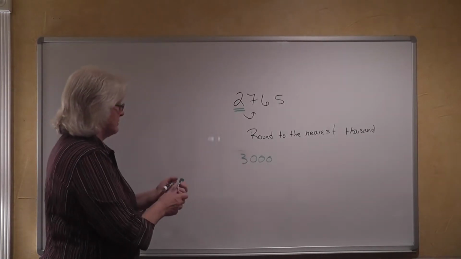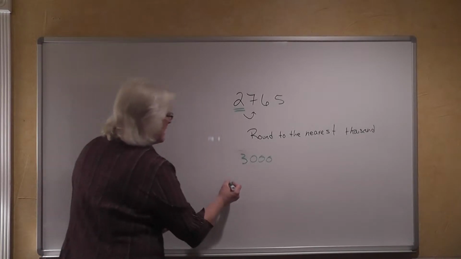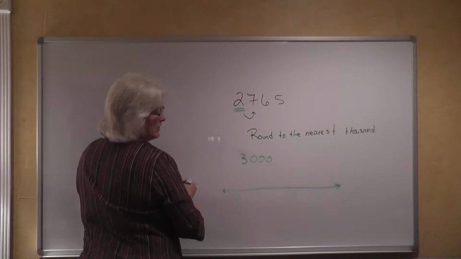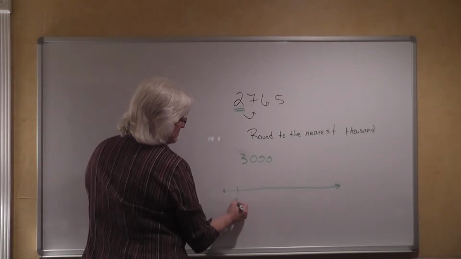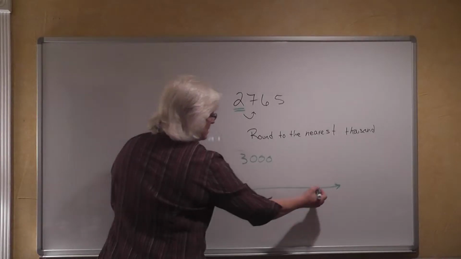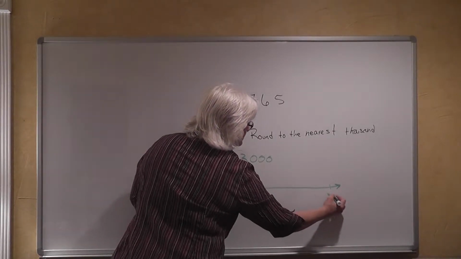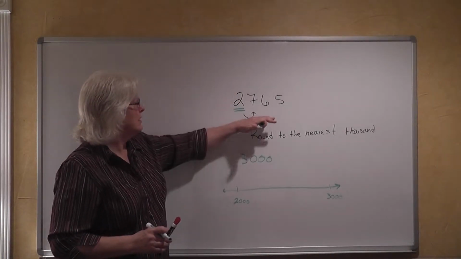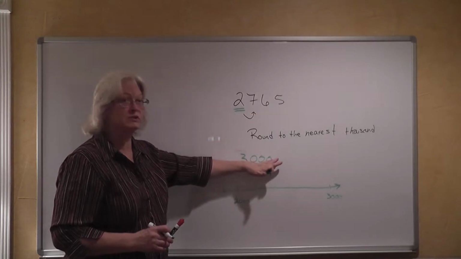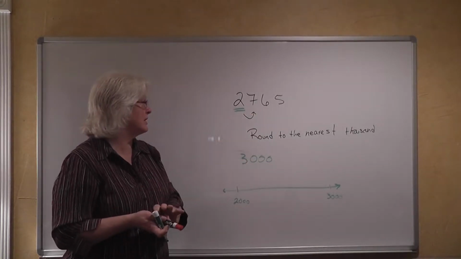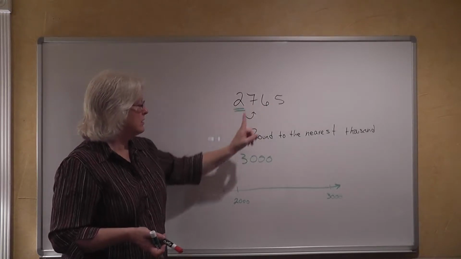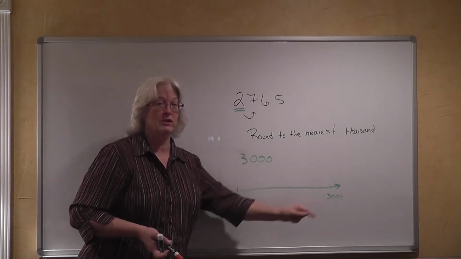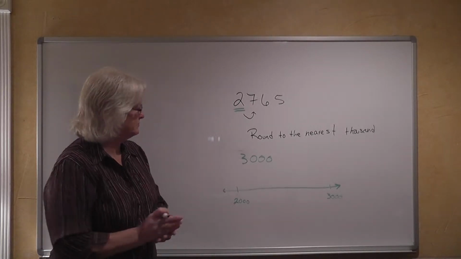Another way, let's think about this right here. If we have a number line, over here is 0. But let's say I have 2,000 here, and I have 3,000 on the right-hand side. What they're doing is they're asking you, when they ask you to round to the nearest 1,000, the nearest 100, the nearest whatever it is, they're saying, is this number closer to the 2,000 or closer to 3,000? That's really all they're asking you.